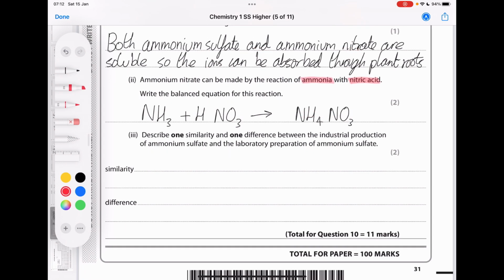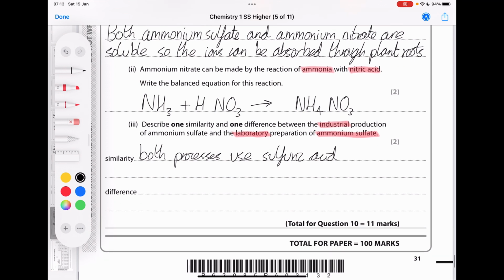Last question asks for 1 similarity and 1 difference between the industrial production of ammonium sulfate and the lab preparation of ammonium sulfate. This one was another one that people made much more complicated than it needed to be. The main similarity between these two is that to make the sulfate, we use sulfuric acid. So we could have said both processes use sulfuric acid. You could also have said they use the same reactants or the same chemicals.